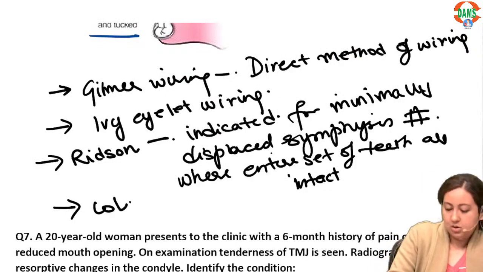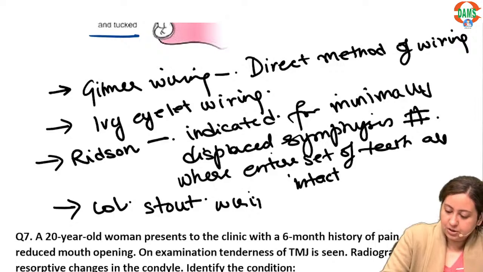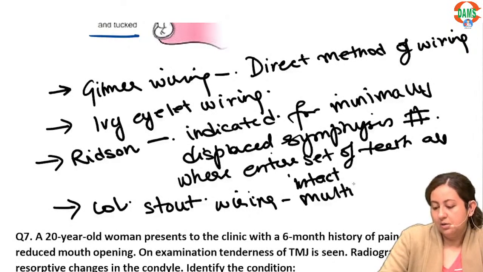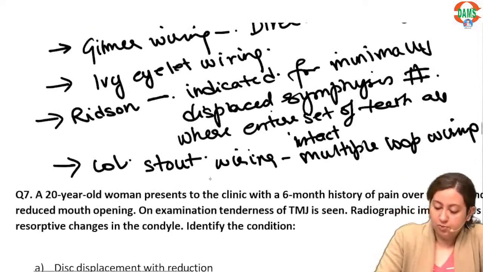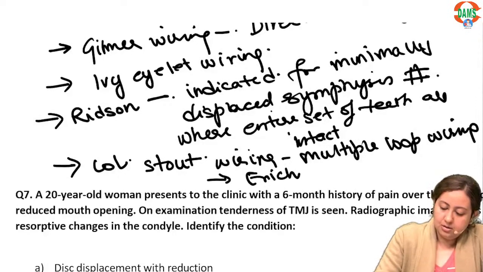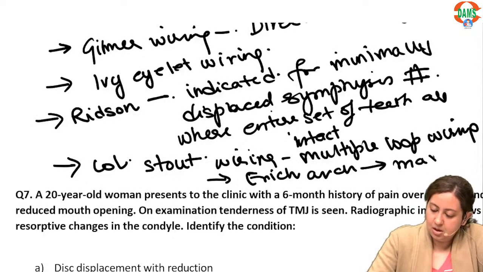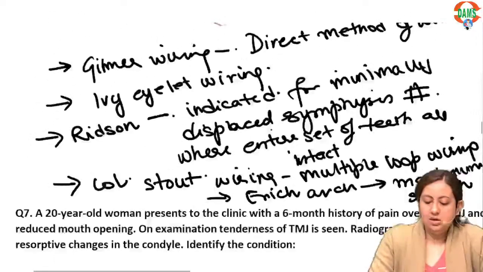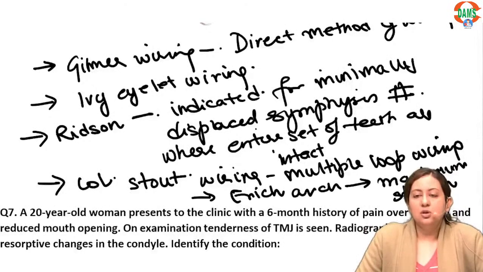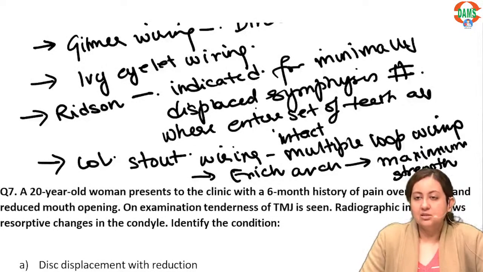And then there is your Gilmer or Stout wiring, which is your multiple loop wiring. And there is Erich arch bar, which has the maximum strength for IMF. All right, so this is just a quick revision about different methods of wiring, what they are, if there is a special indication for them, or what the other aspect to it is.